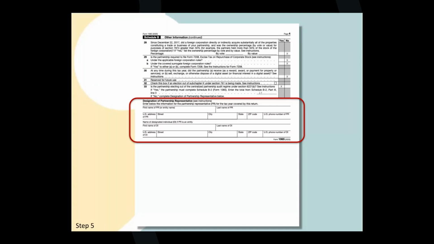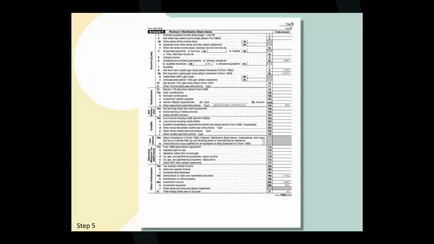Page 5 is Schedule K. This is where your total club income and expense information is filled in. This is the information that's divided up amongst the members and reported to them on their K1s. Most clubs will have only a few entries. Note that all entries you will see on our tax forms are rounded to the nearest dollar.